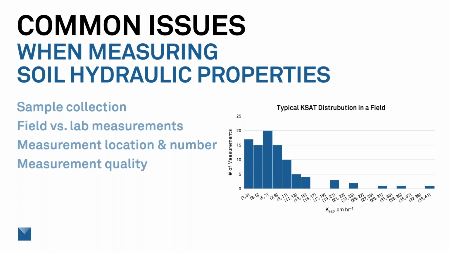Another issue that we commonly see is the measurement location and the number of measurements. I have this graph here on the right-hand side that shows the typical distribution of hydraulic conductivity in a field. And what you see is that hydraulic conductivity is a log normally distributed property in soils. So if you don't have enough measurements within the field, you're not going to be able to properly quantify the actual hydraulic conductivity of the field. Say, for example, we measured in one of the sites that had the higher hydraulic conductivity. That's going to skew your average high if you don't have enough measurements to actually quantify what the hydraulic conductivity is in the field.